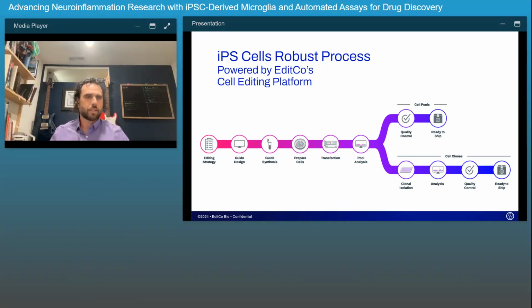Again, not to belabor this too much longer, and I won't dig into too many of the details, but just focusing on iPS cells, as this is what a lot of this talk is about, I just wanted to provide a quick overview of what that process looks like from our platform standpoint. From beginning to end, we have a comprehensive team that monitors and takes care of all of these projects, from helping design the editing strategy to the comprehensive QC that we're able to provide on the back end of a lot of these projects.